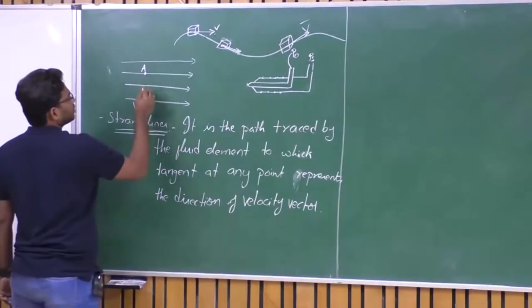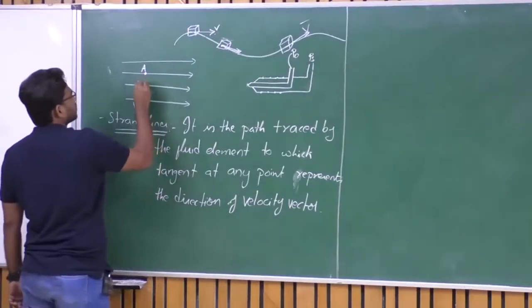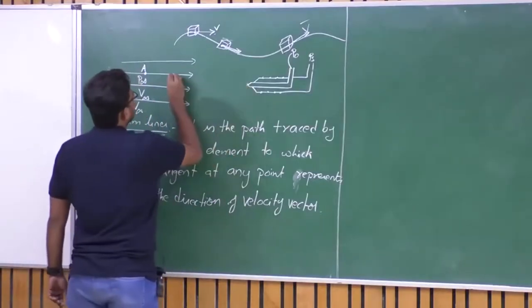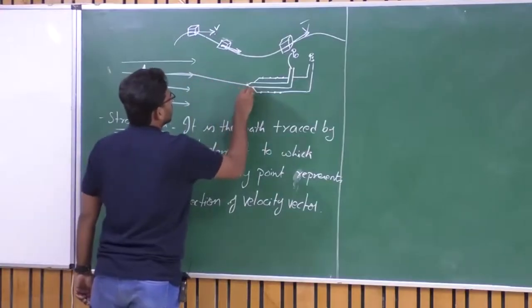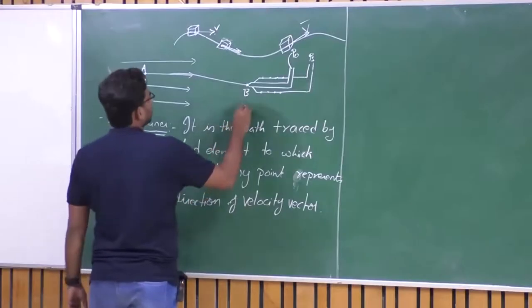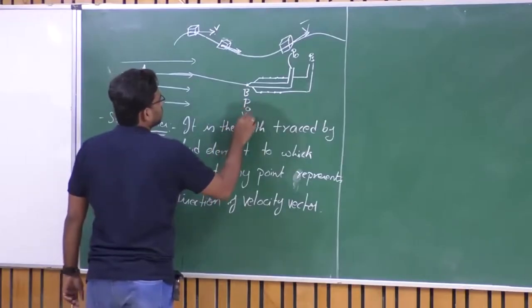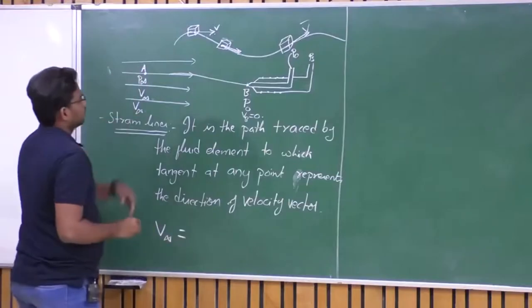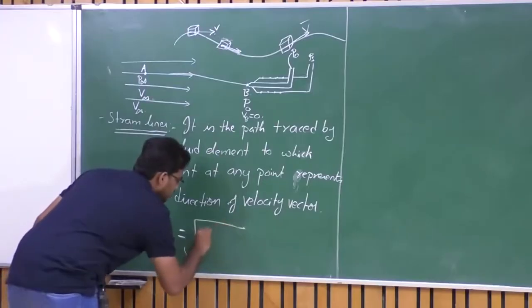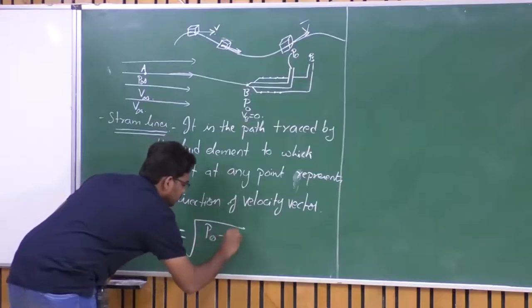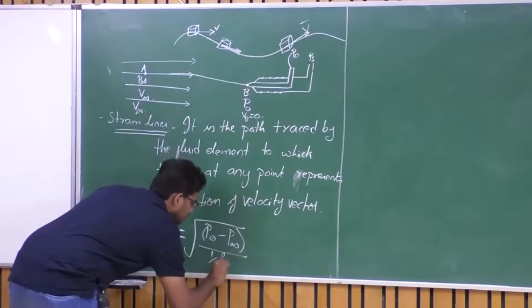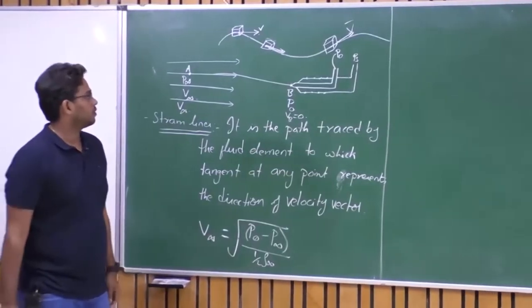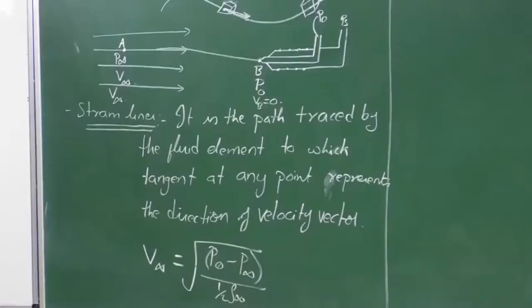So the incoming fluid element at point A, which has the free stream conditions with pressure P infinity and velocity V infinity, is brought to rest isentropically at point B, called the stagnation point, where the corresponding pressure is P naught and the velocity is zero. From here, we are able to deduce using the Bernoulli equation P naught minus P infinity upon half rho infinity, where rho infinity is the density. So if you know the differential pressure and the corresponding density, we will be able to figure out the velocity.